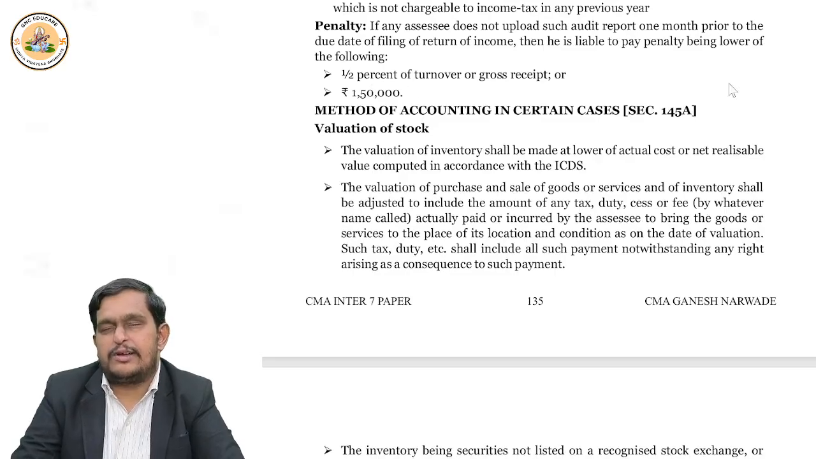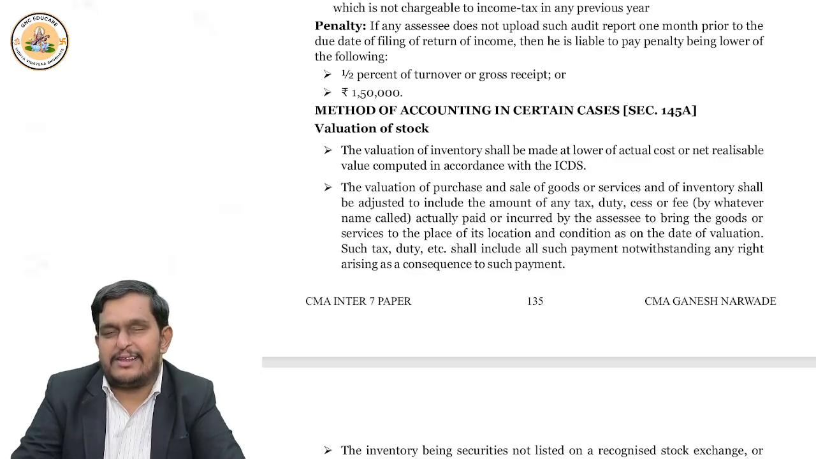Suppose your turnover is, let's assume, 1 crore. Then 0.5% will be... 1 crore, 1% is 1 lakh. So 0.5% is 50,000 rupees. Okay? Right. Simply remember this. So 0.5%, not even 1%.